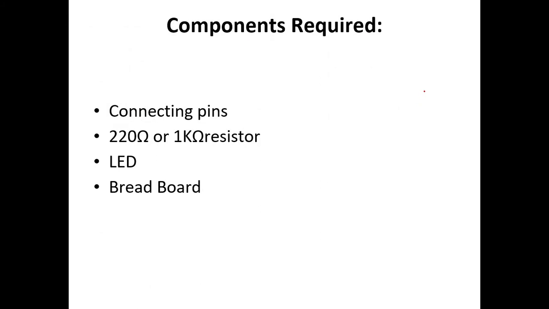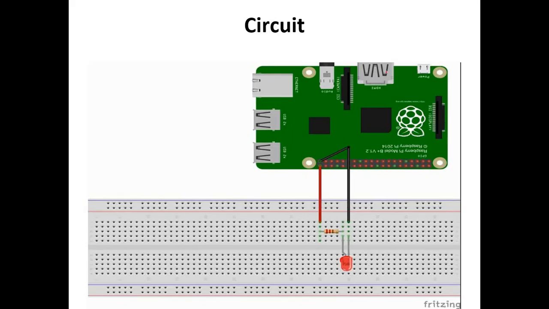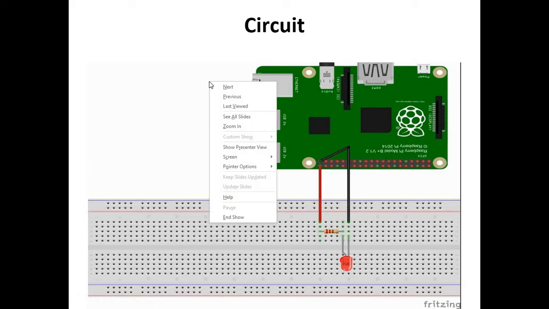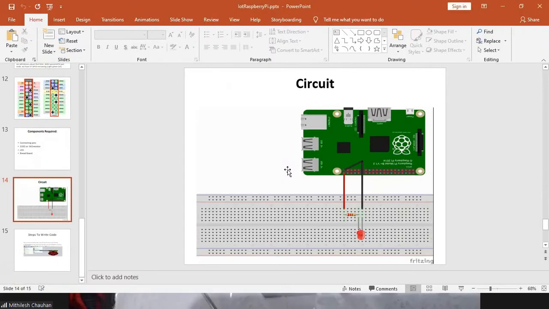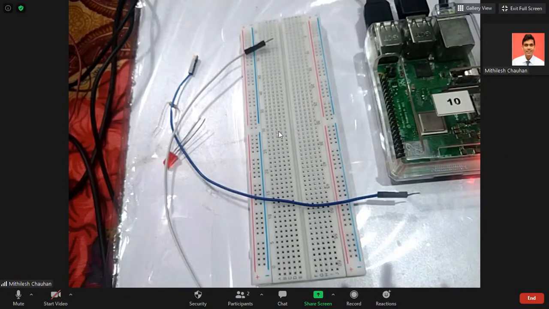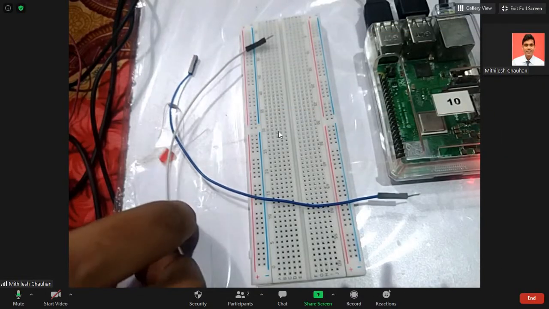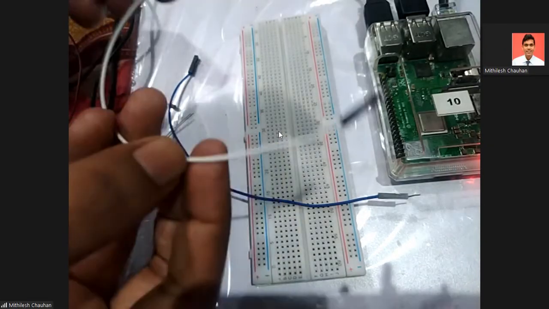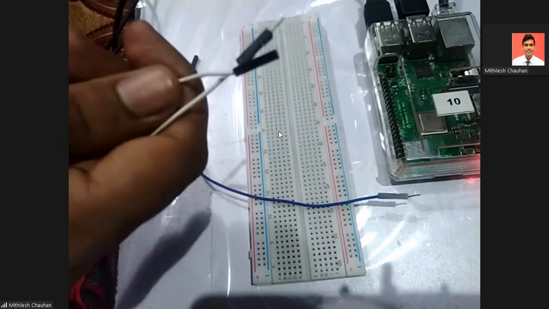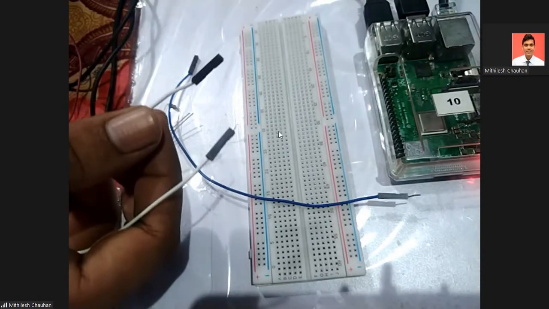Now let us see some examples of components that can be used for creating a circuit. The first component is called jump wires, or simply wires, connectors.